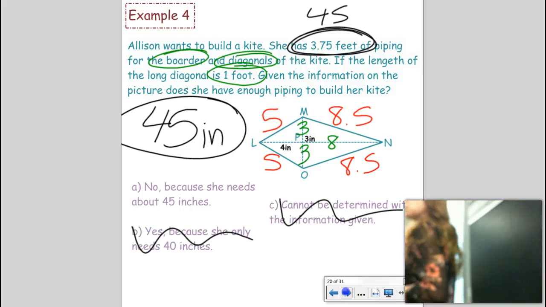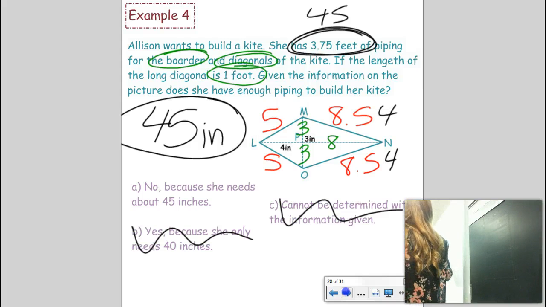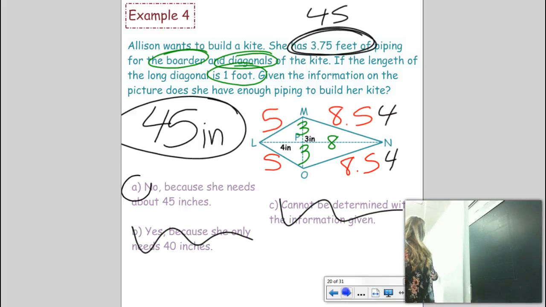Do y'all know what the decimal place was on this? Because that kind of matters. 8.54. So she's going to be short like 0.08 of piping. She's going to be short.